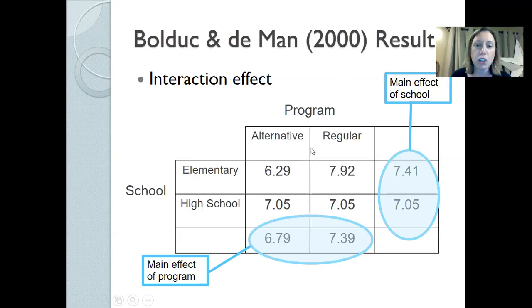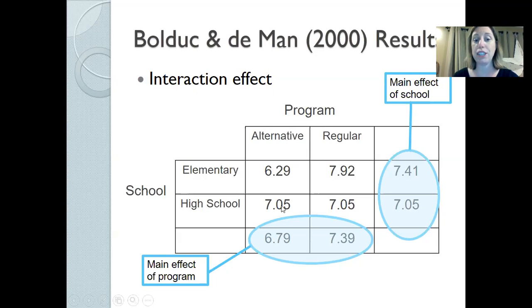Okay, so if I want to look at the main effect of program, I am comparing the alternative program and the regular program. I'm pretending like I didn't look at kids in different levels of school. I just want to know, do the kids in the alternative program have higher or lower self-esteem than the kids in the regular program? So I'm going to say regardless of school, I don't care about school at all. I just want to know whether there's a difference between alternative and regular.